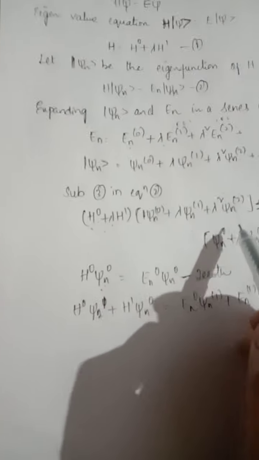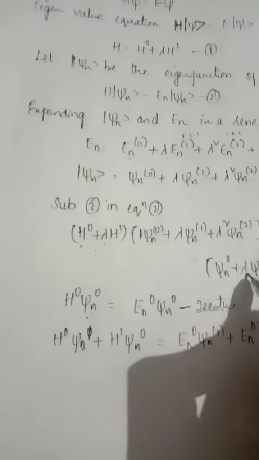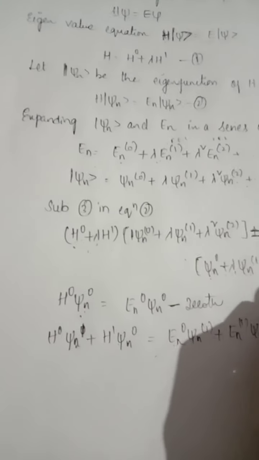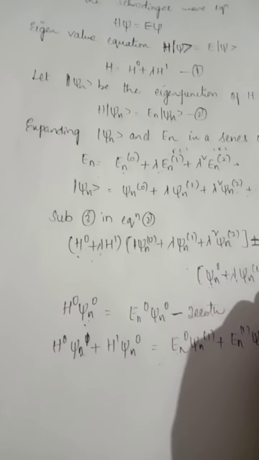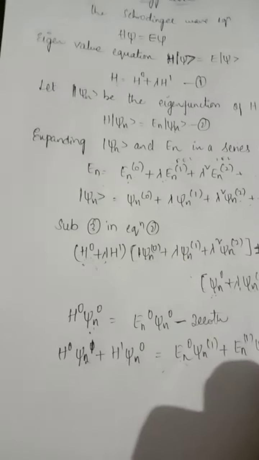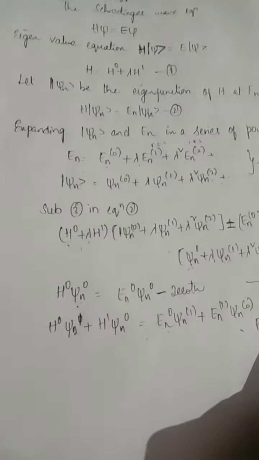We are only equating the lambda term. Here again we can write En of 0 psi n of 1. Next one, lambda En of 1, if we multiply with this lambda term, En of 1 psi n of 0. The zeroth order perturbation and the first order perturbation. This is only for the non-degenerate energy level.